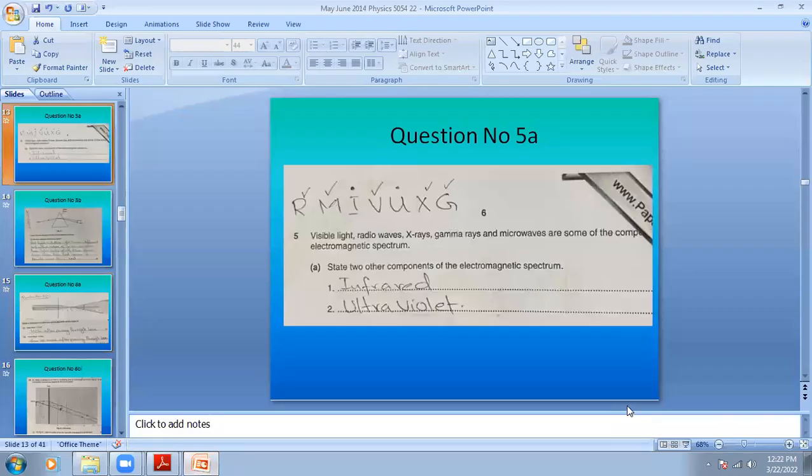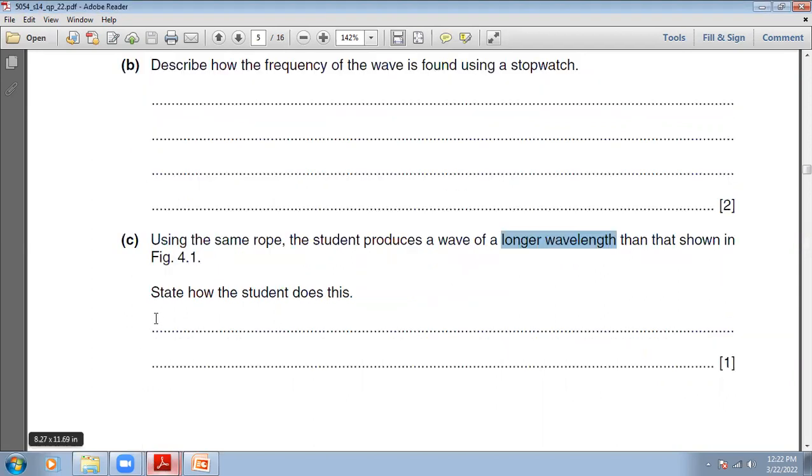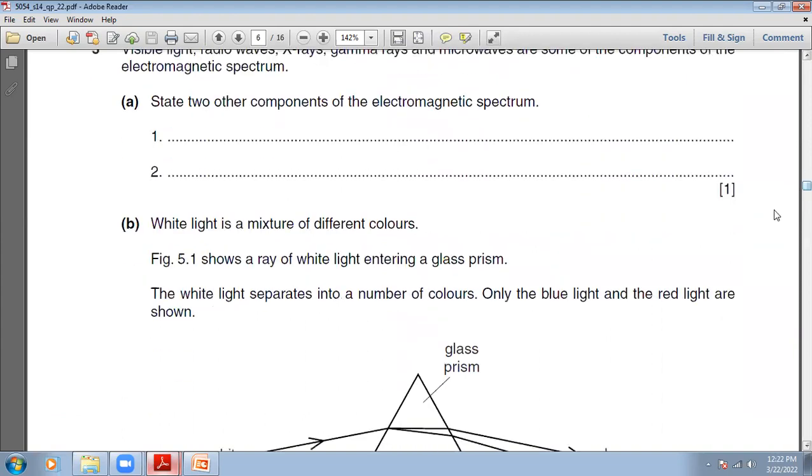Okay, so we are done with question number 4. Let's have a look at the marking scheme. The marking scheme of question number 4 is showing up on your screen. You can pause the video, take your time, read this marking scheme carefully, and compare the answers I have written with this marking scheme. Now we are going to the next question, question number 5.